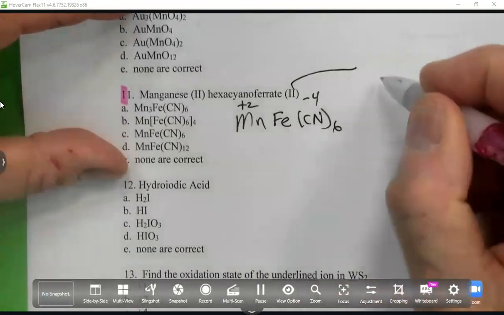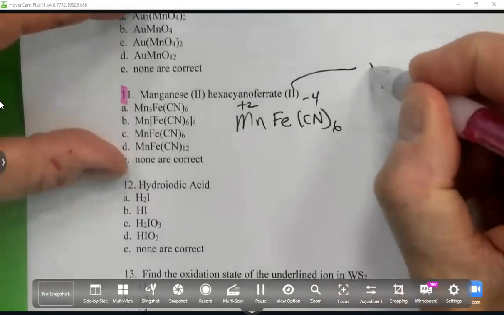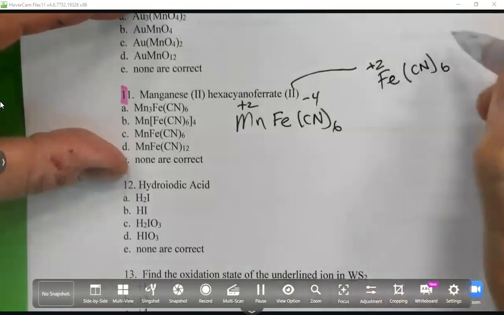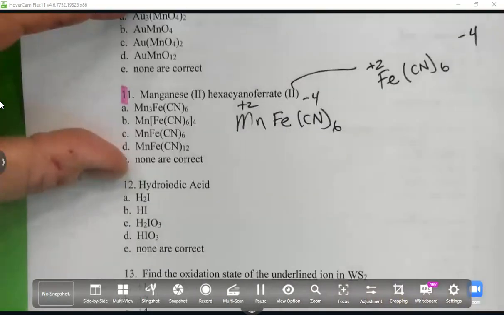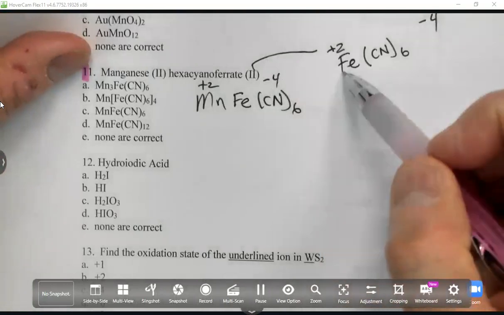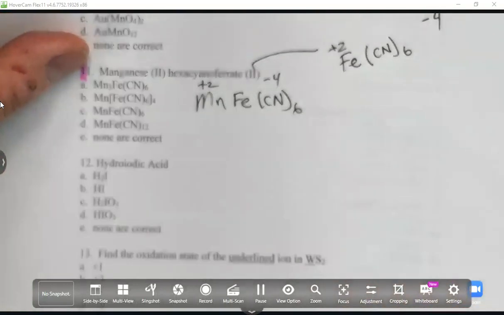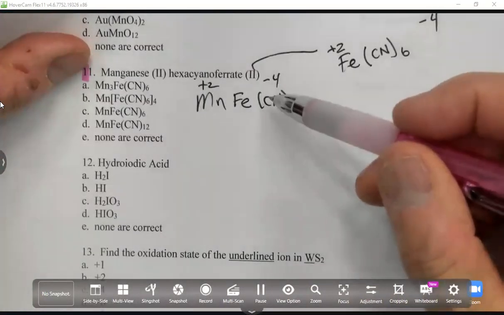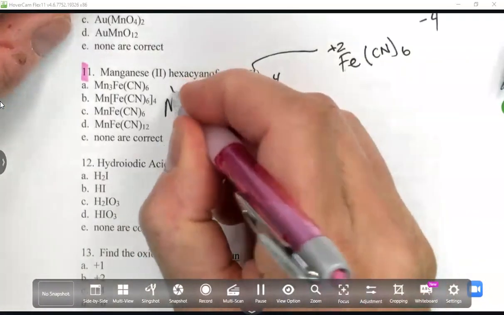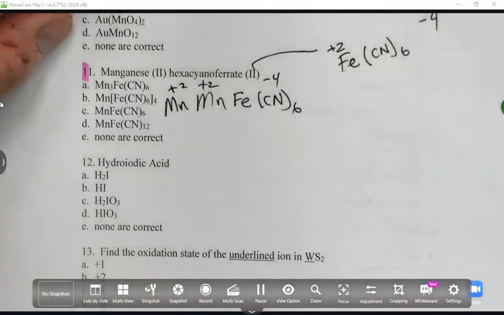Why is that a -4 charge? It's actually telling you what the iron is in it. So it's kind of a freak that it gives you a Roman numeral on the negative, but it's actually telling you what iron is in there, but it doesn't matter. The whole thing is -4, so we're going to need another manganese, right? And that should do it for number 11.